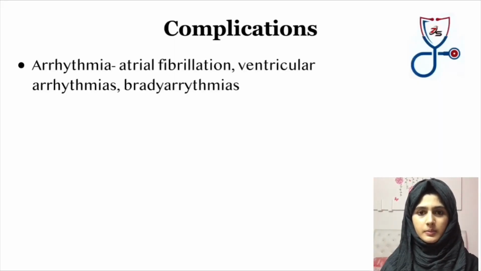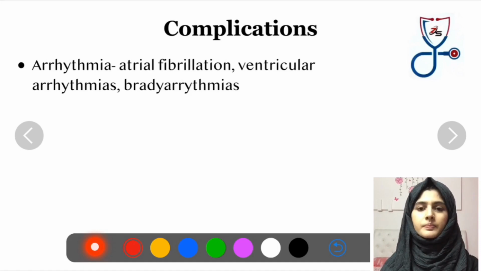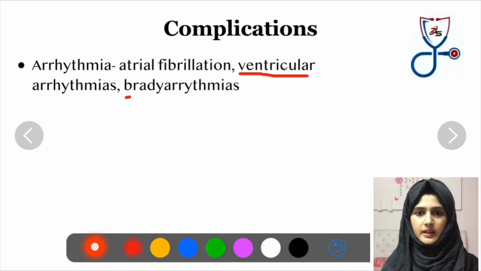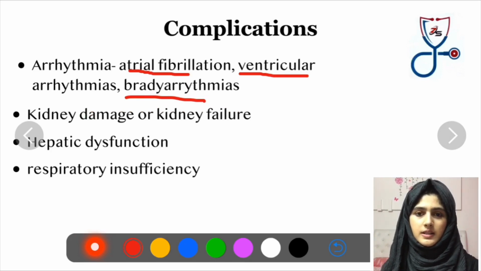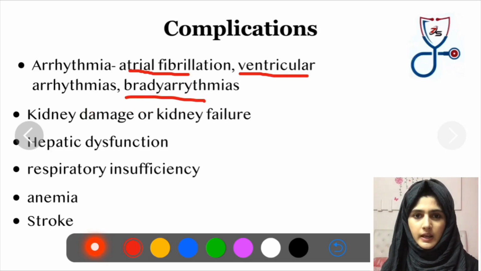Complications. One is arrhythmia. There are types of arrhythmia: ventricular arrhythmia, bradyarrhythmia, atrial fibrillation. Others are kidney damage or kidney failure, hepatic dysfunction, respiratory insufficiency, anemia, stroke, etc.